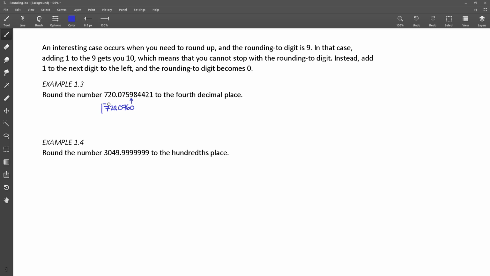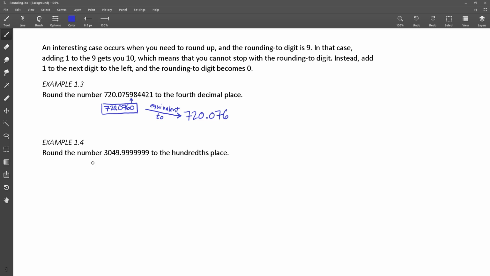And then everything else to the left remains the same as the original number. Okay, so you get 720.0760. Now, 720.0760 is exactly the same thing as 720.076. And most homework programs, if you put the 0 or not, they'll accept either one because the 0 is just a placeholder in this case. It doesn't add any information to the number.